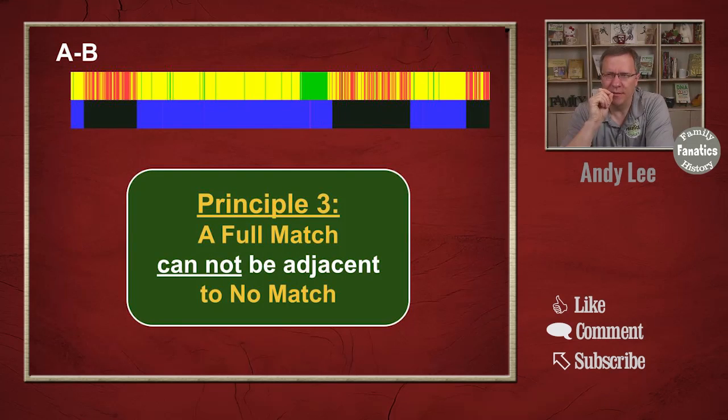Another principle, principle 3, to be concerned with is that a fully matched region, remember the solid green, cannot be adjacent to a no match region, which would be the red with the black. So there's always going to be a half match region in between a fully matched region and a no match region. And that's just something to be aware of. It usually only comes up in a couple of places, but just keep that in your mind.